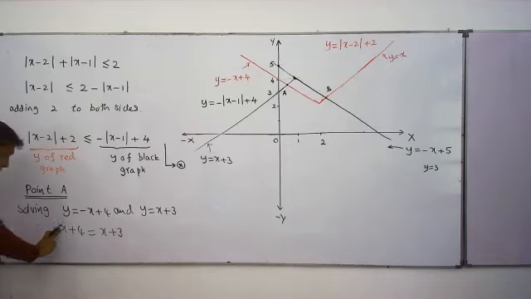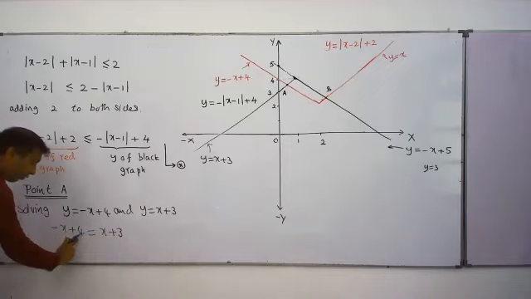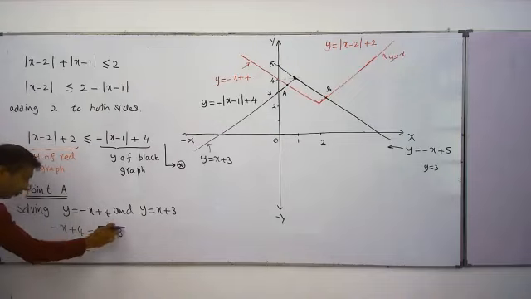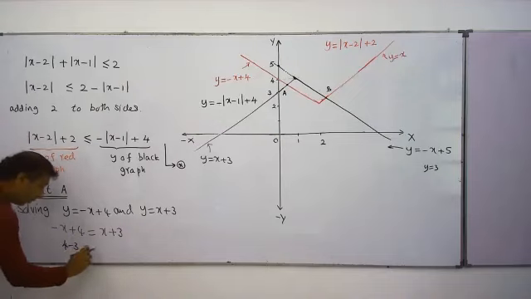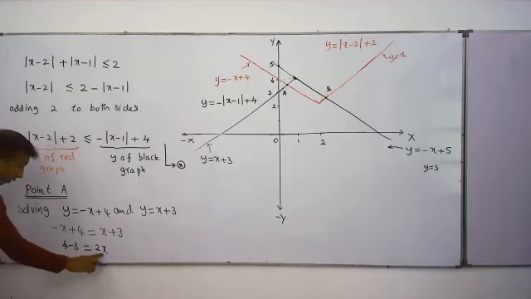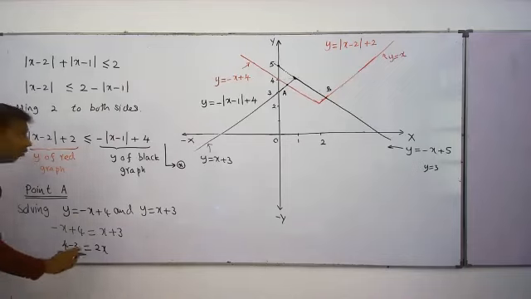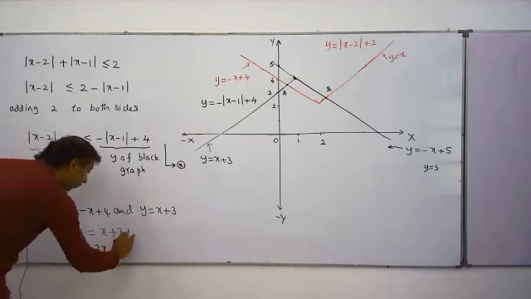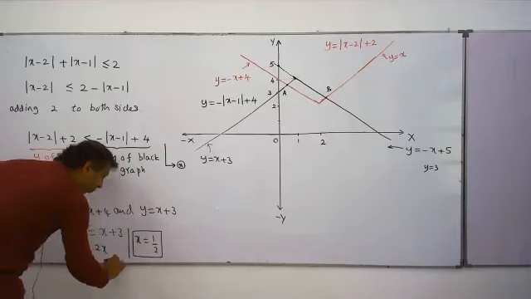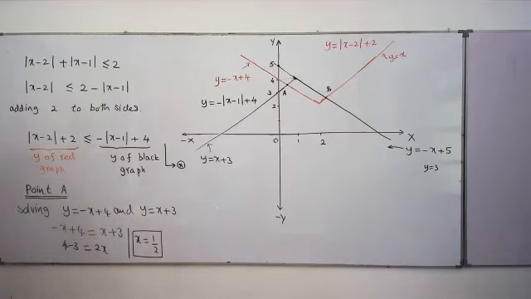Take this minus x to the right hand side, and this 3 to the left hand side. 4 minus 3 is coming. Minus x also goes to the right hand side, that is plus x. With this x, 2x. Then 4 minus 3 is 1. 1 equals 2x. Dividing both sides by 2, we get x is half. We only need x there. All right, then we found the x coordinate of point A. Now point B.